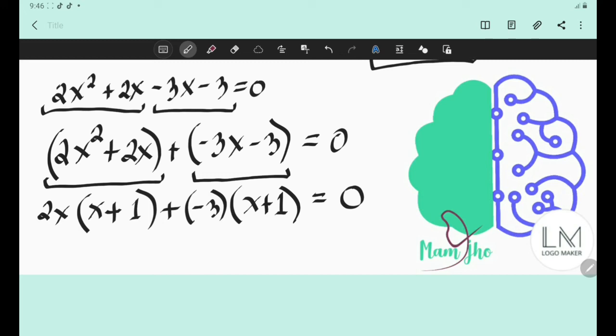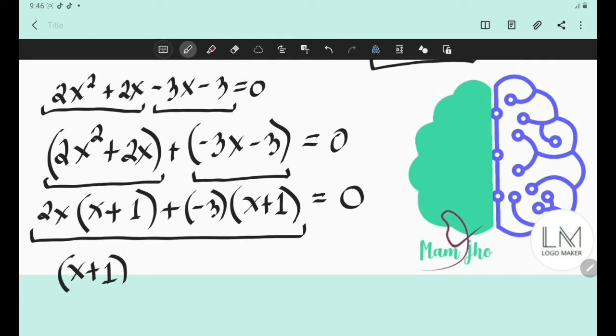Okay. So, ngayon, ano yung common sa dalawa na to? Sa dalawang group na yan. Fa-factor out din natin. Since nakikita natin, common sa kanila ay si x plus 1. So, ibig sabihin, isa na siya sa factor. Then, we have 2x plus negative 3. Ano ang maiiwan? Kapag na-factor out si x plus 1, we will have 2x and negative 3. So, it will become negative 3.